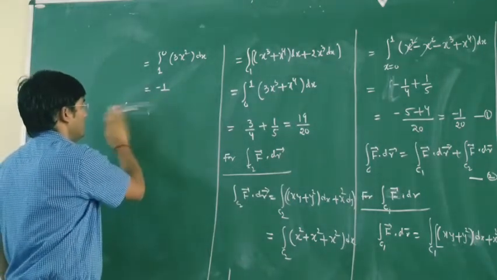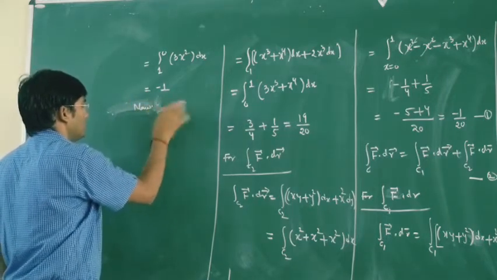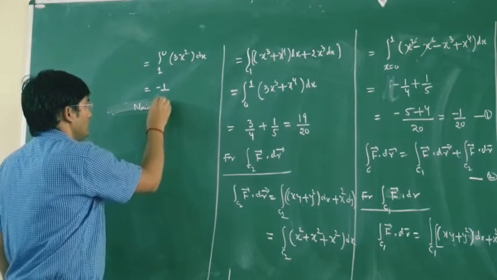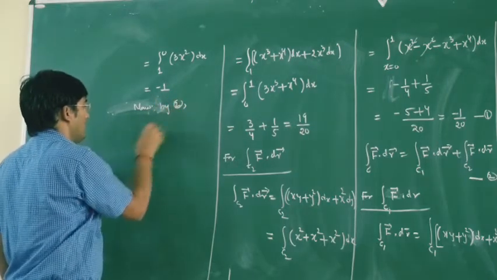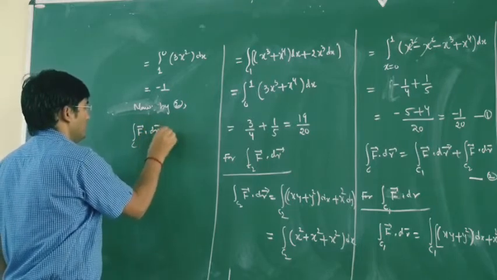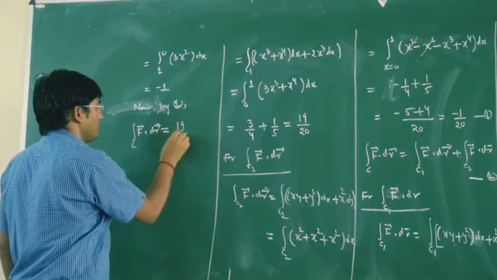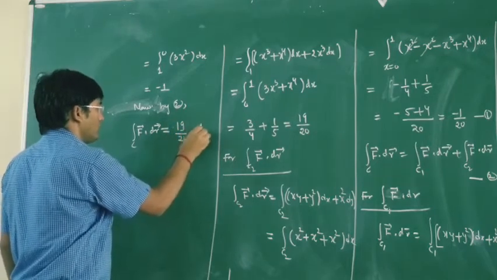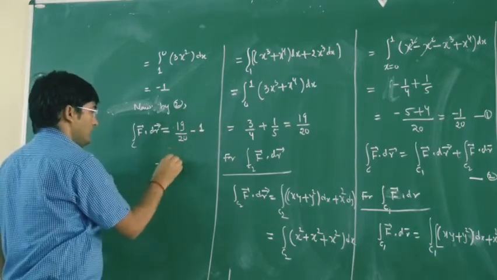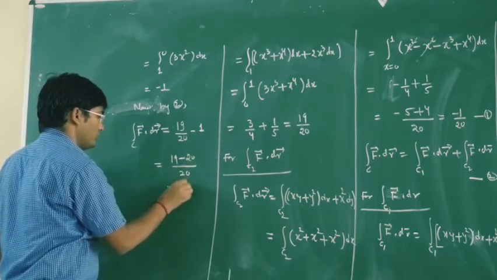Therefore by equation 2, hence put these values in equation number 2. So by 2 we will have the integral over C of F dot dr equal to the first integral, which was 19 upon 20, and the second integral is minus 1. So we have (19 minus 20) upon 20. So this is equal to minus 1 upon 20.